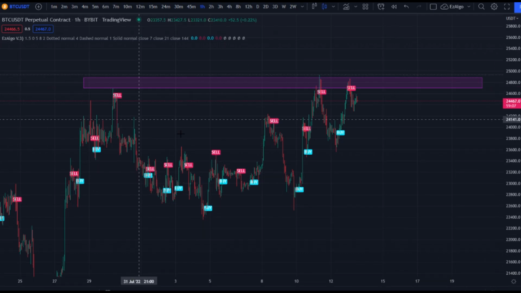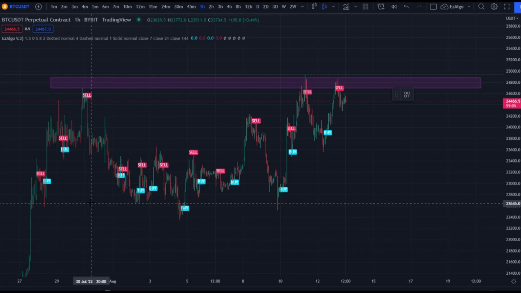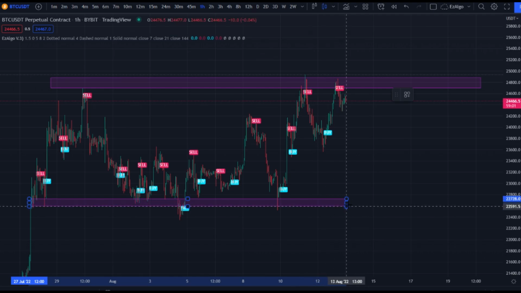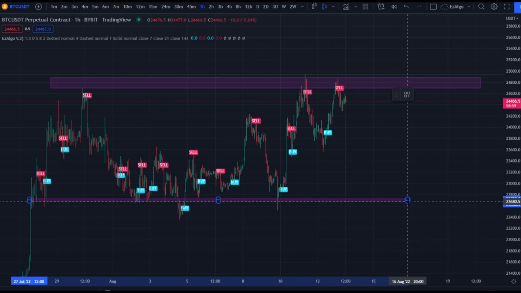But I'm going to keep drawing out some simple zones, right? I see we have this support zone down here because price rejected from this level once, twice, 3, 4, 5, 6 times.